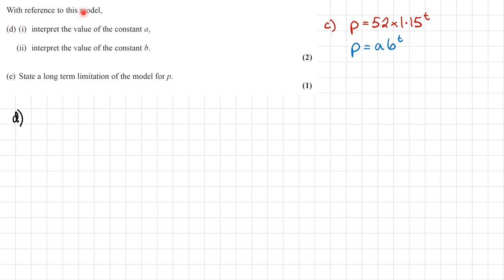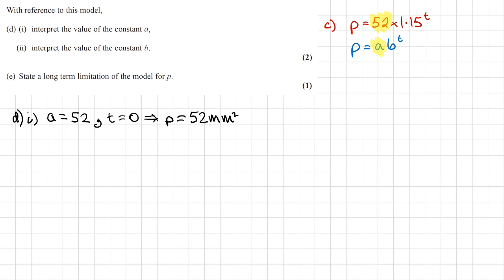Part D. With reference to this model, the first part of part D is to interpret the value of the constant A. Now the constant A matches up with 52. So A is 52. Now, when are we going to be using that 52? When are we going to get maybe just 52 on its own? That's when T is 0. So when T is 0, what you'll get is a population, sorry, an area. I keep seeing P for population, so it's area. The area is 52, and I think it's millimeters squared, something like that.